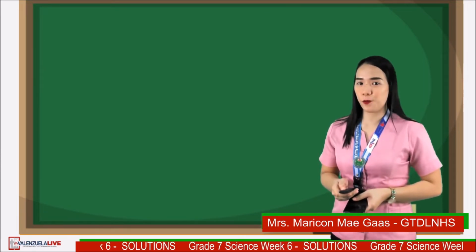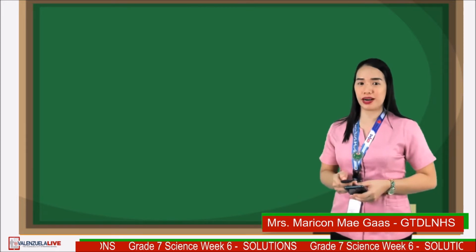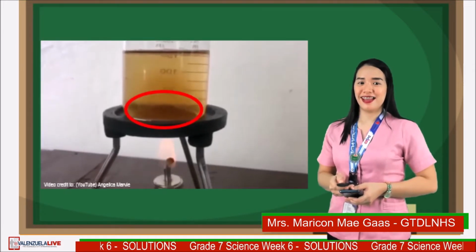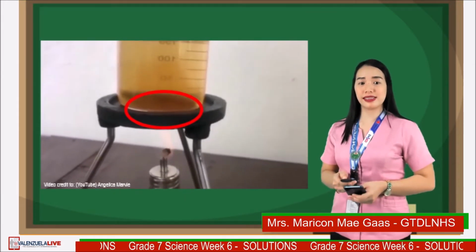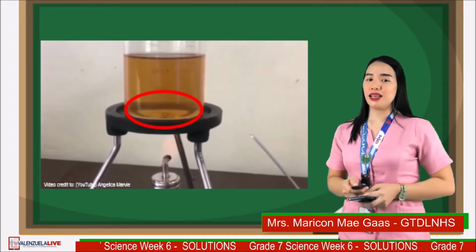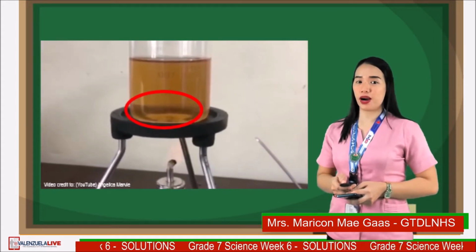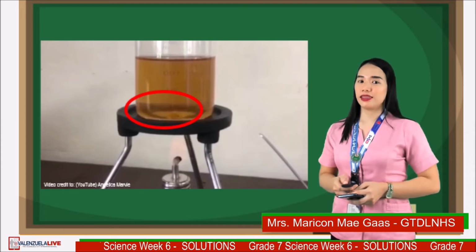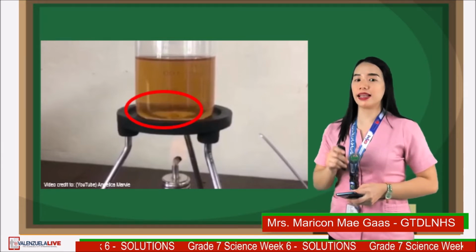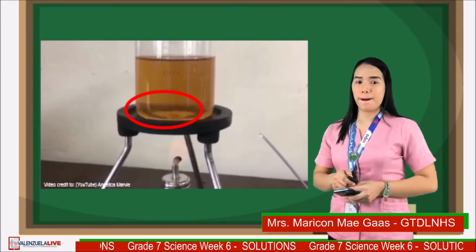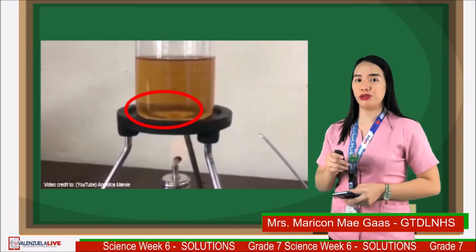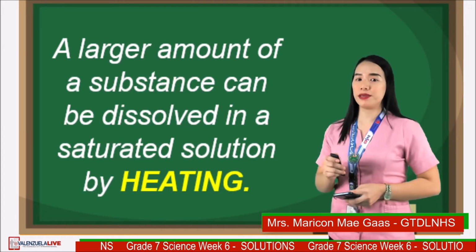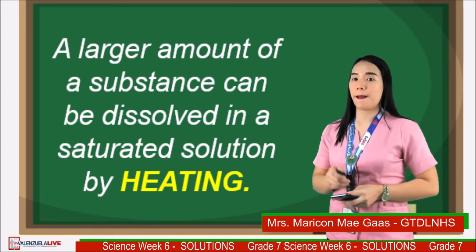Now, is there any way that we can dissolve the excess sugar settled at the bottom of the beaker? Let us try to heat the solution and see what will happen. As you look closer, the excess sugar settled at the bottom of the beaker starts to dissolve. Therefore, we conclude that heating a saturated solution makes it an unsaturated solution. Hence, a larger amount of a substance can be dissolved in a saturated solution by heating.